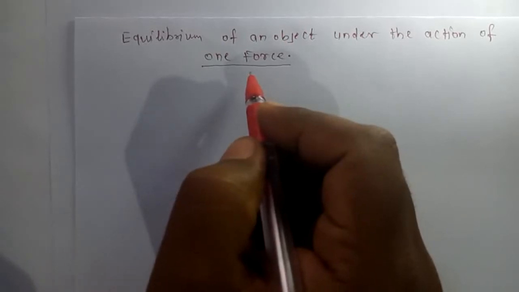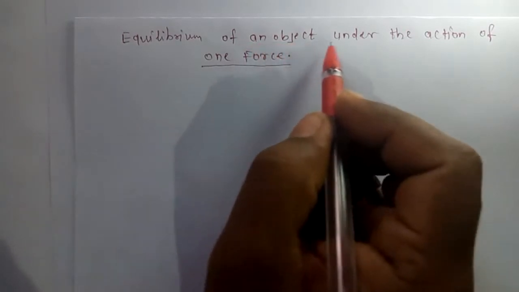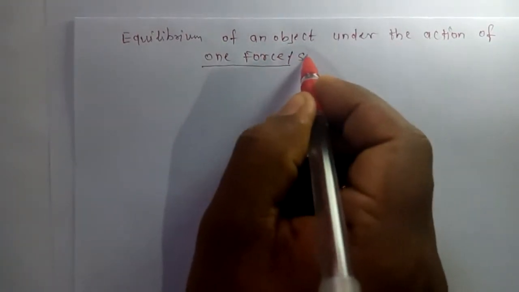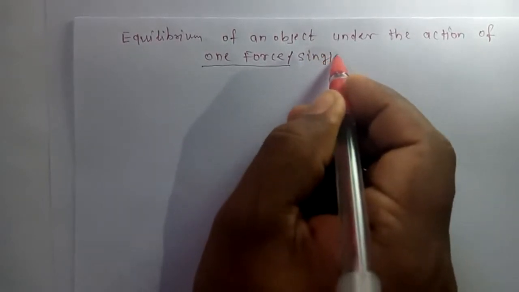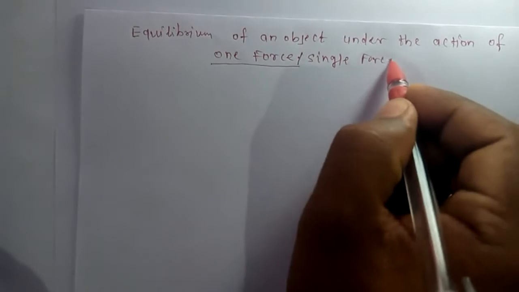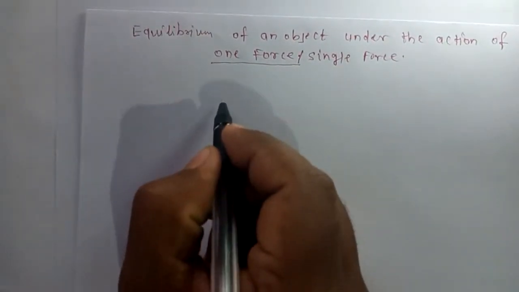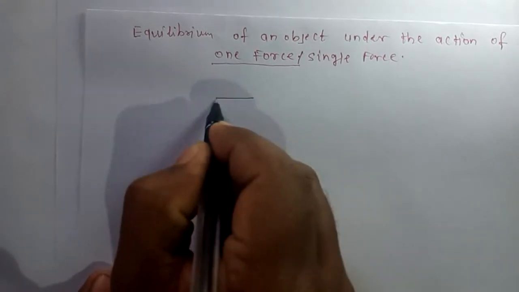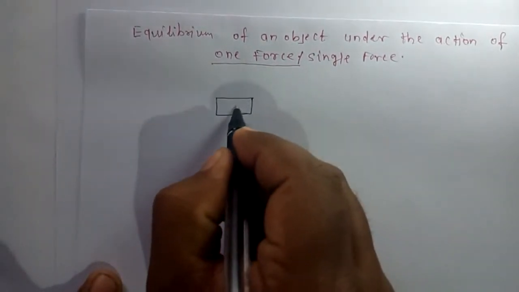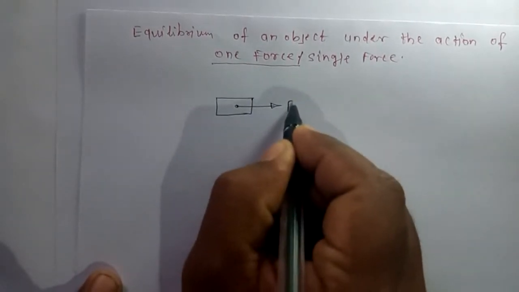The next point that we are going to discuss is equilibrium of an object under the action of one force, or you can call it single force. Let us consider one object, one block over here, and on this block let us assume that one force is acting, that is P.